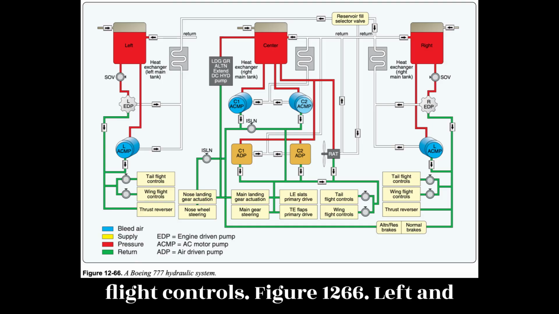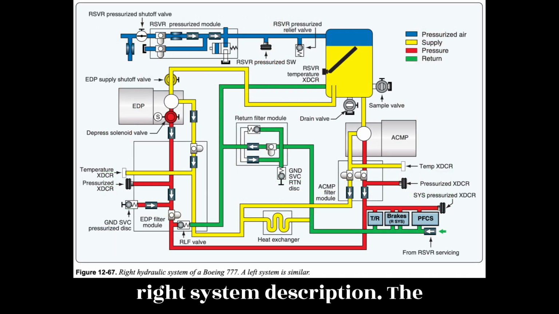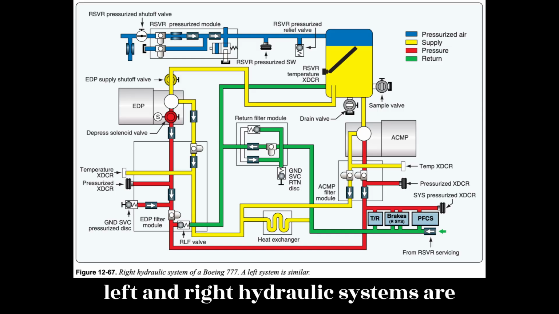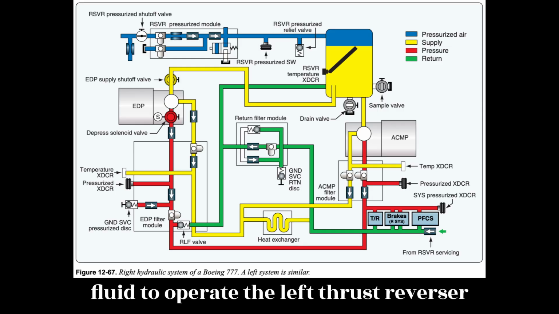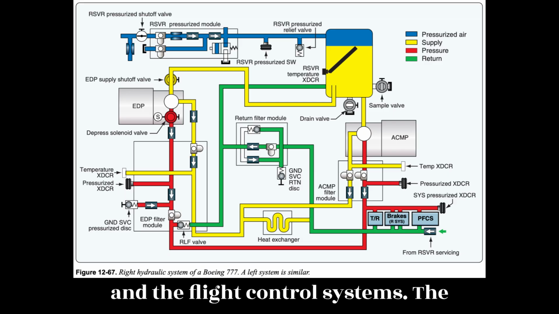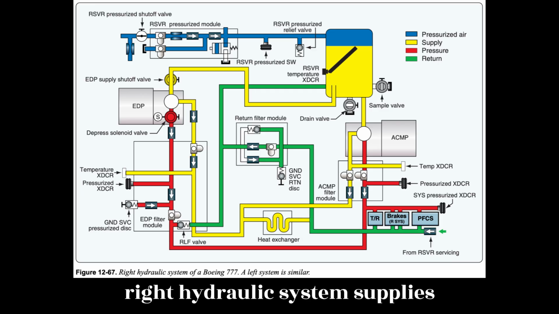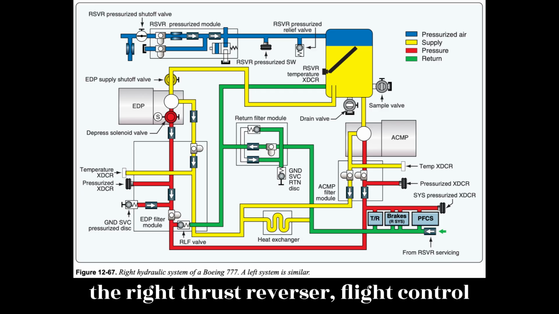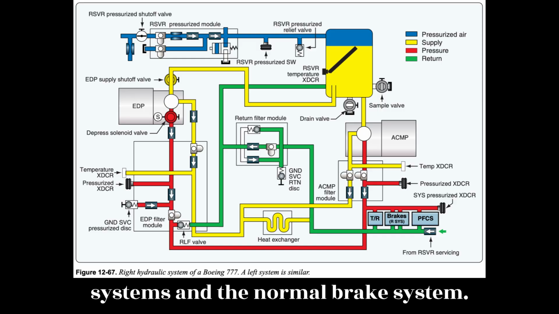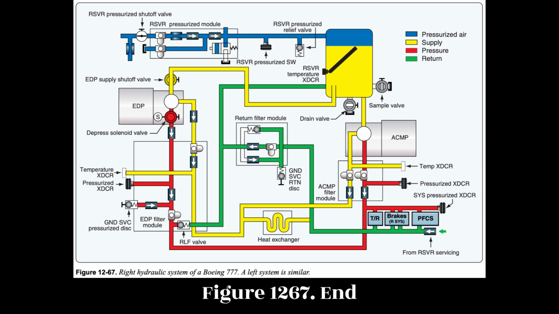Figure 12.66, left and right system description. The left and right hydraulic systems are functionally the same. The left hydraulic system supplies pressurized hydraulic fluid to operate the left thrust reverser and the flight control systems. The right hydraulic system supplies pressurized hydraulic fluid to operate the right thrust reverser, flight control systems, and the normal brake system. Figure 12.67.